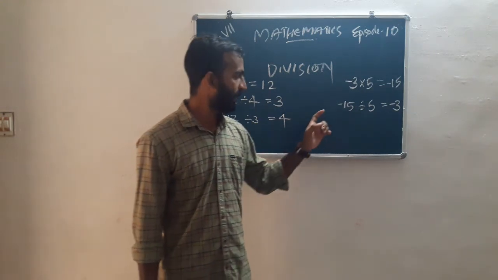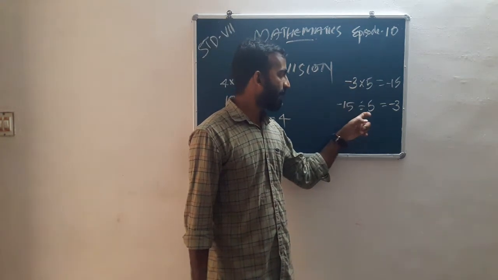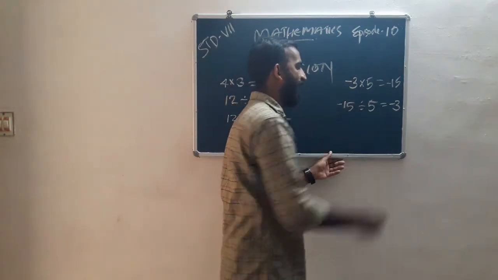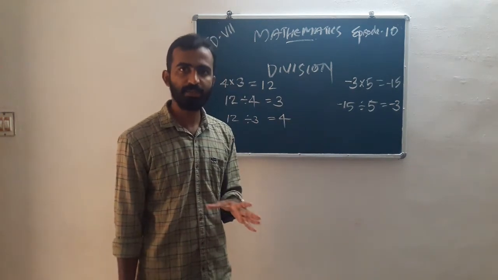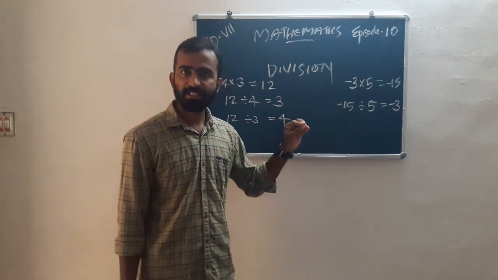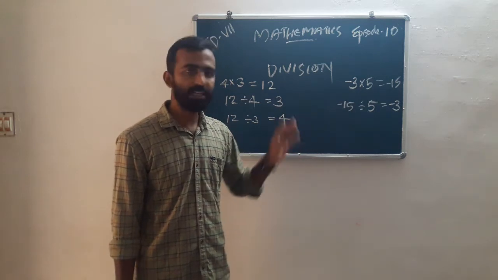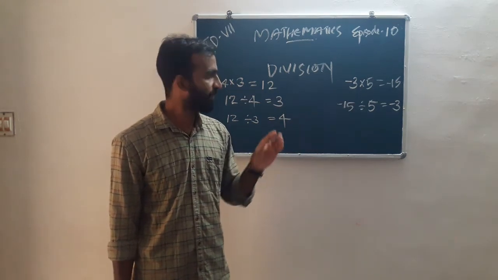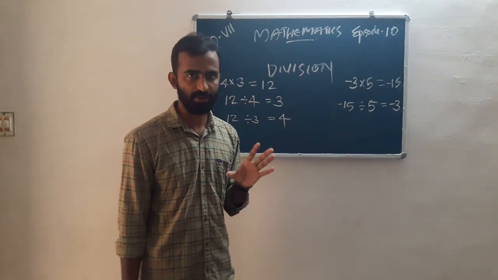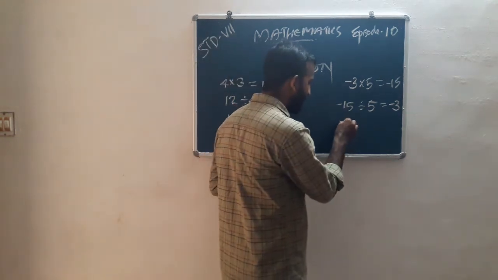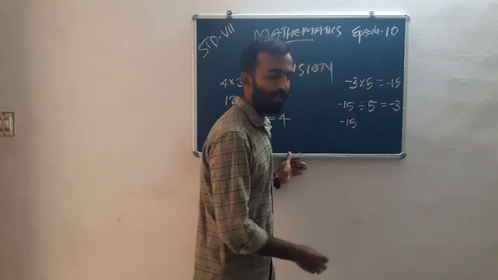One more time I repeat. Negative 15 divided by 5, we get the answer negative 3. Negative 15 is a negative integer and 5 is a positive integer. When we divide, we also get a negative integer. The answer is a negative integer.